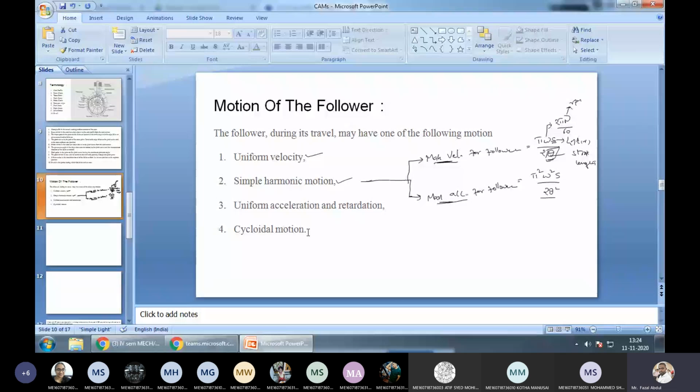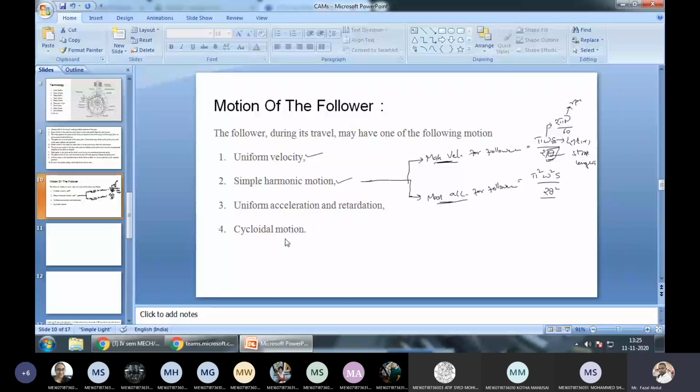What type of motion is the question adopting? Specifically the question is going to mention the follower is having the simple harmonic motion. Otherwise, follower having the uniform acceleration and retardation. Otherwise, follower is having the cycloidal motion, like that. The question itself mentions it, so read the question properly. See here, one example question I will show.